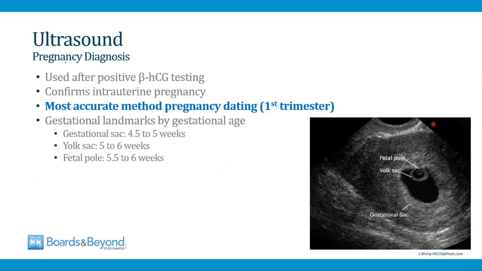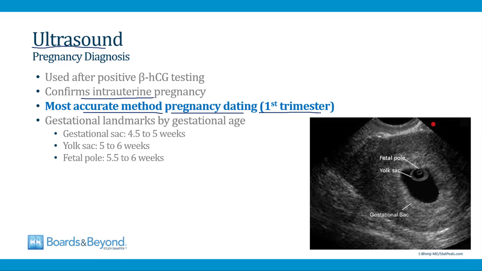After a positive beta-HCG test, the next test that's usually done as part of pregnancy diagnosis is an ultrasound, usually a transvaginal ultrasound. There are a couple of important reasons why this is done. The first one is you have to confirm that the pregnancy is intrauterine and that you don't have an ectopic pregnancy. And then the second important reason for doing early ultrasound is that ultrasound is the most accurate method for pregnancy dating when it's done in the first trimester.